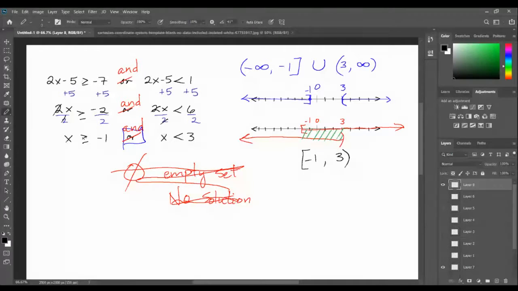1.5. Is 1.5 greater than or equal to -1? Yes. Is 1.5 less than 3? Yes. So that satisfies both. Let's look at 5. Is 5 greater than or equal to -1? Yes. Is 5 less than 3? No. So 5 doesn't satisfy both. It's not this and that. Now, 5 would satisfy up here because since we had the or, it does satisfy this or that. Yeah, it satisfies the right-hand side.